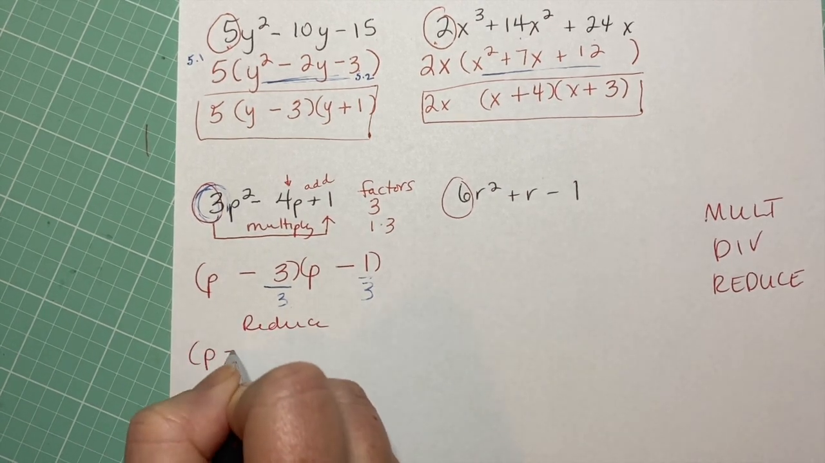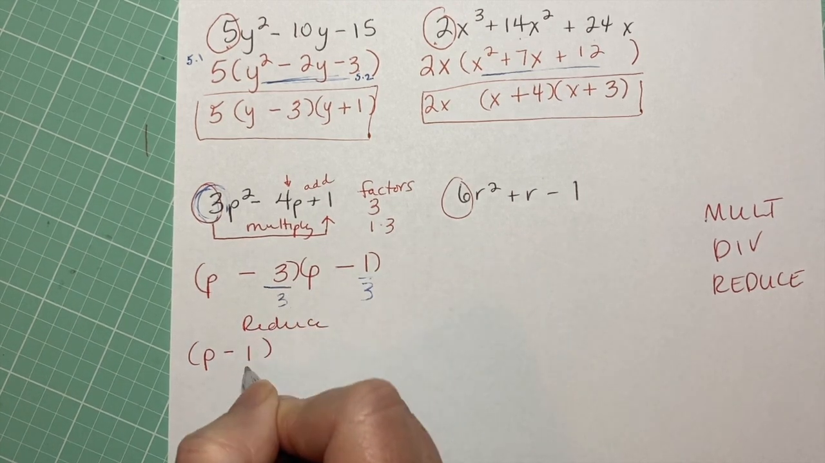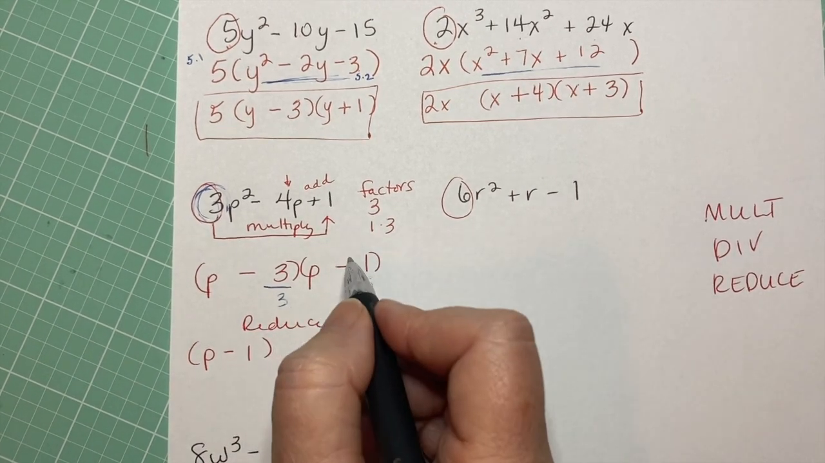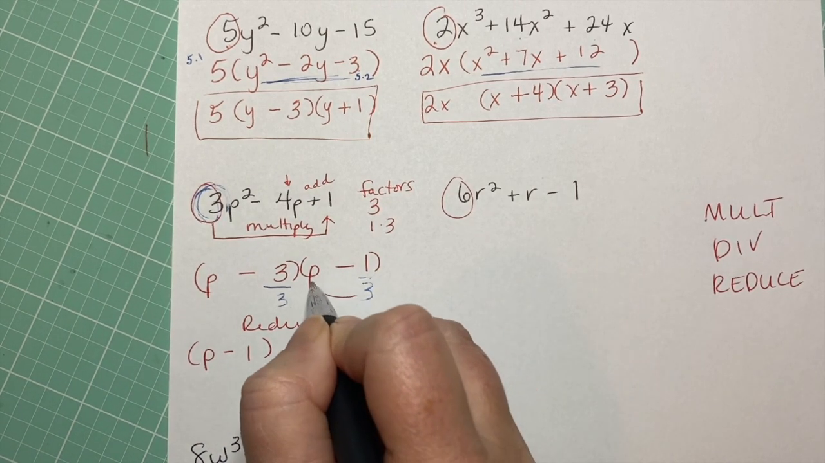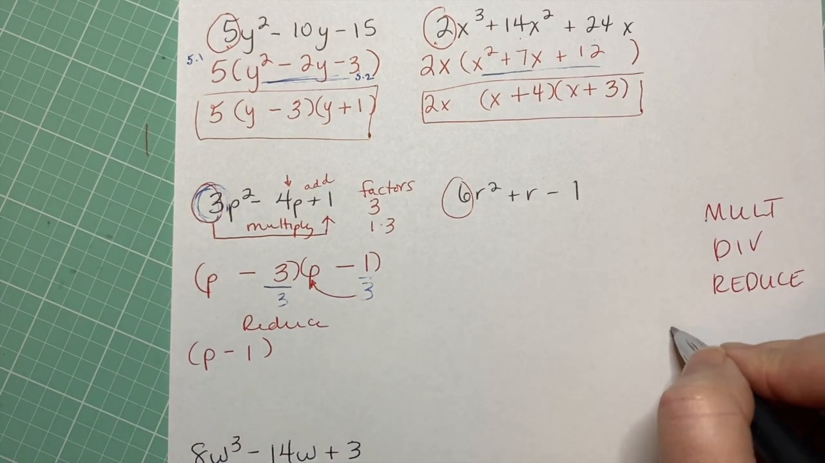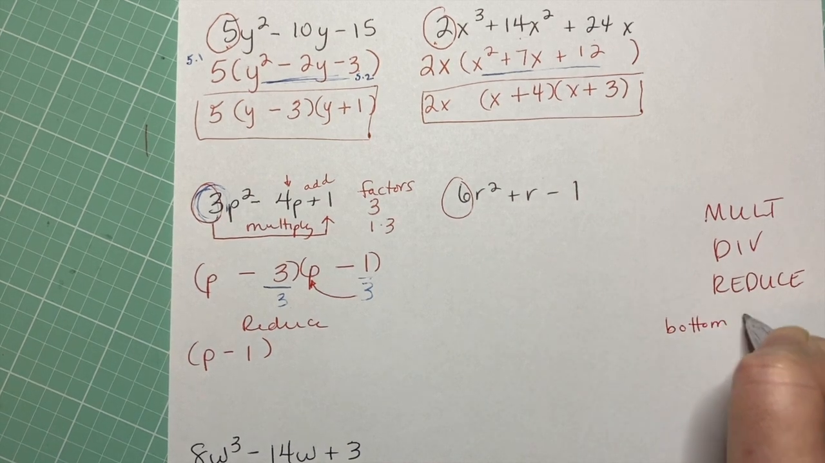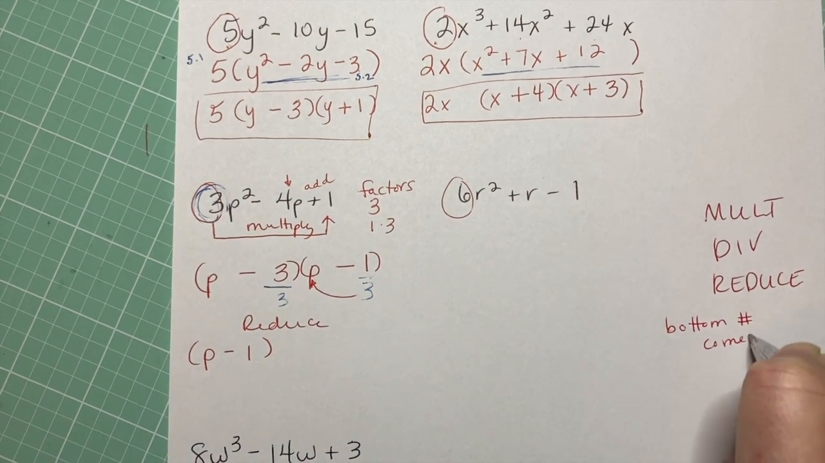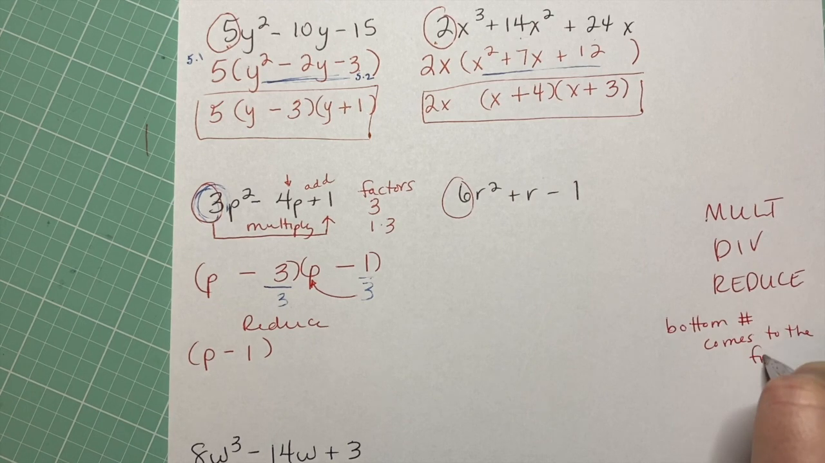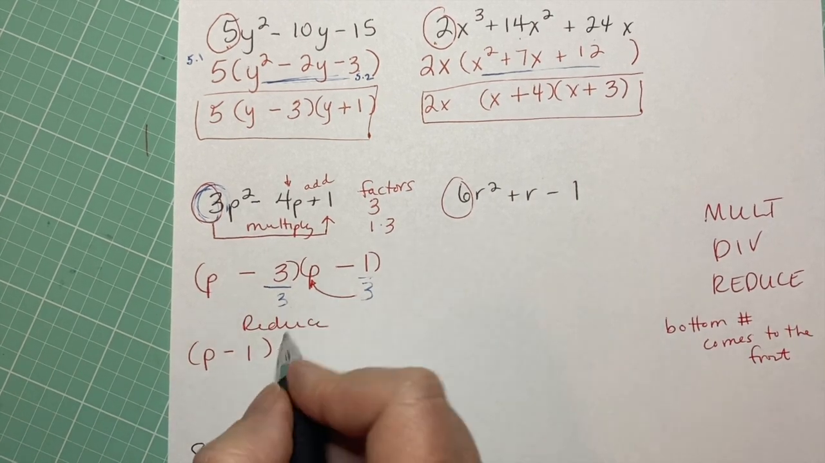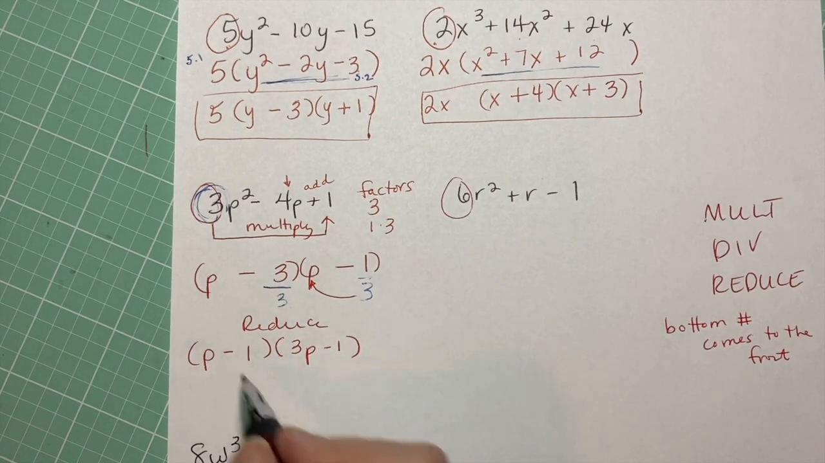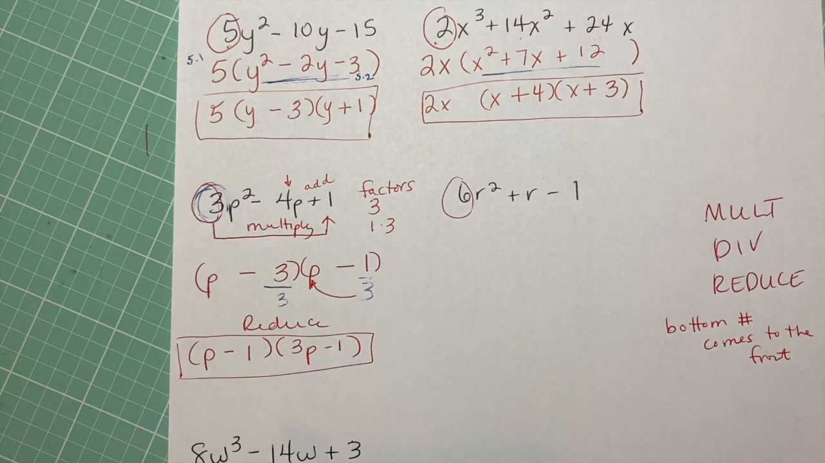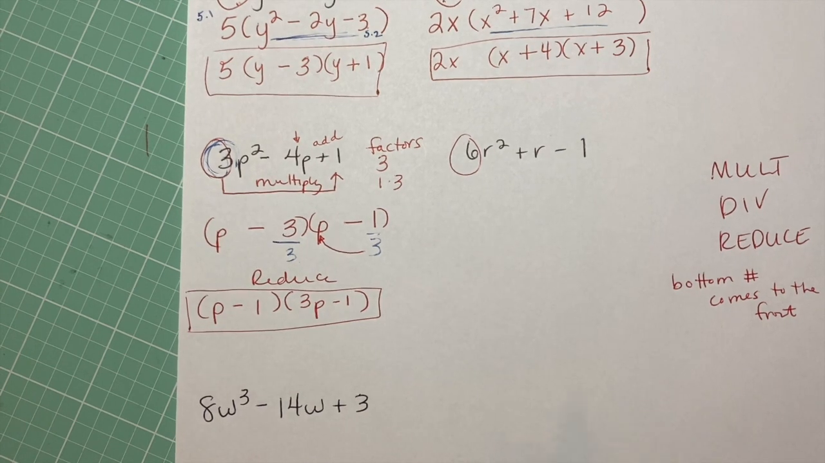So this one will become a p minus 1, because 3 divided by 3 is 1. This one won't simplify. 1/3 is in simplest form. So when that's the case, the bottom number comes to the front. So the 3 comes to the front, making that a 3p minus 1. And that's your answer. Again, especially on your test, check by multiplying it back out.